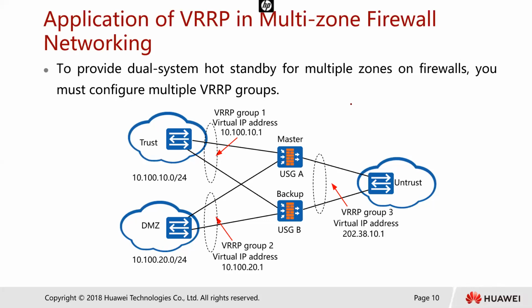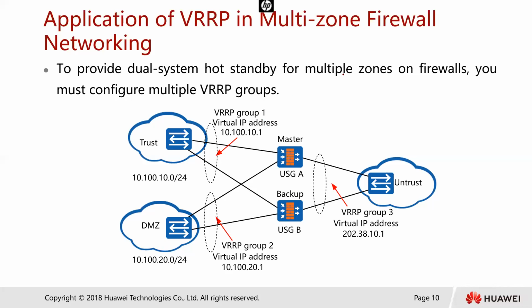If multiple zones on our firewall require the hot standby function, you must configure multiple VRRP groups on each firewall. Usually firewalls are stateful firewalls, and they require the forward and reverse packets to pass through the same firewall. To meet this requirement, the status of all VRRP groups on a firewall must be the same. That is, all VRRP groups on the master firewall must be the same as that of the master, so that all the packets can pass through the firewall, and the other firewall functions as the backup.